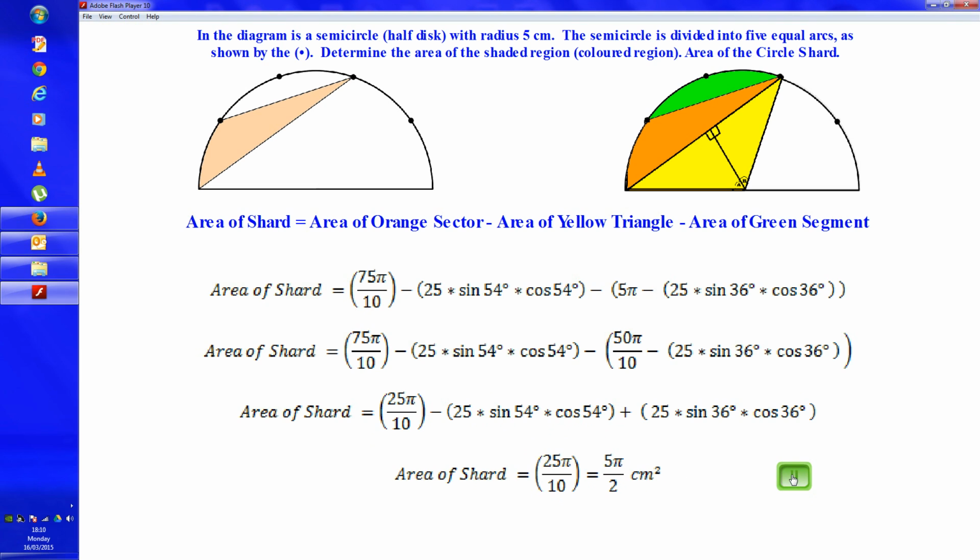Okay, so if you did like this video, I'm sure it's given you an insight into how to work out the area of the shard.